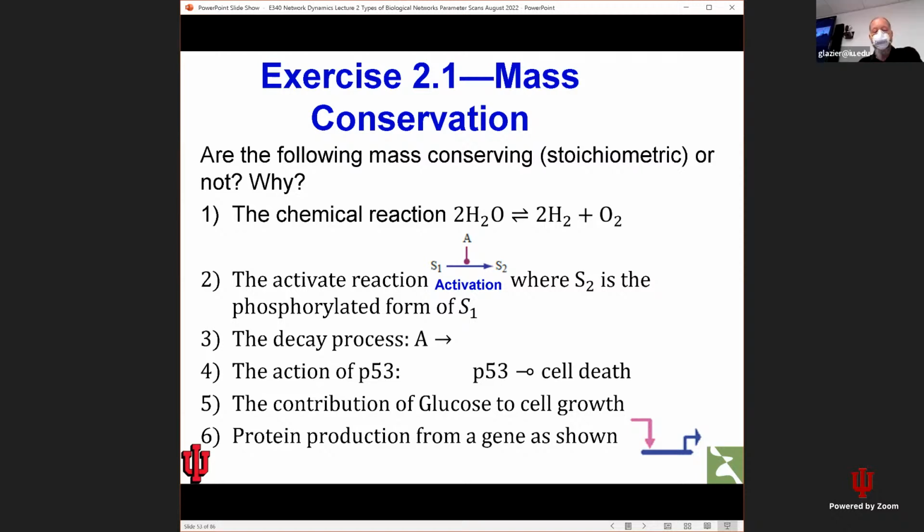What about our favorite molecule P53, promotive of cell death, and it's promoting cell death? Is that mass conserving? Yes, who said yes? All right, does anybody agree or disagree? That one I think we could argue about. Go ahead.